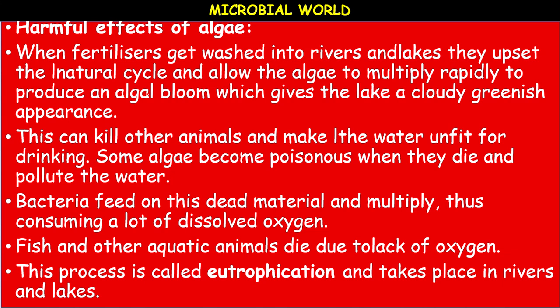So, this process is called eutrophication. Eutrophication takes place in the rivers and lakes. What is eutrophication? Extreme growth of algae in the ponds, lakes, rivers and ditches is called as eutrophication. Okay.